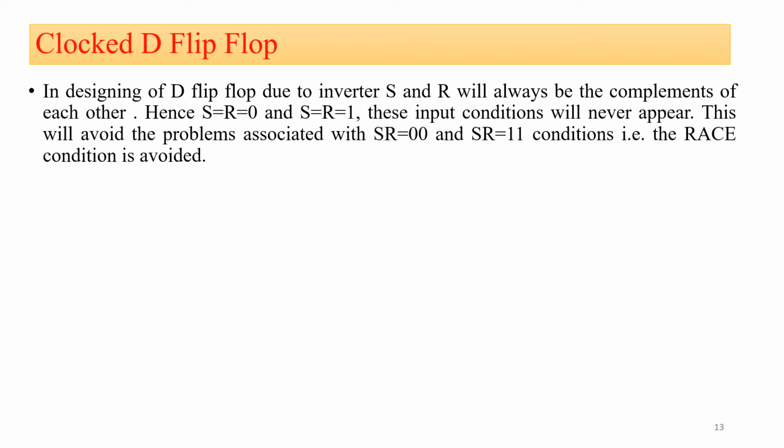That's why, that indicates when our S and R are inverted with each other or complements of each other, then we will get the output, that is set and reset. That's why when we use the inverter, the input conditions S equals to 0, R equals to 0 and S equals to 1, R equals to 1 will never appear, and this will avoid the problems associated with the SR flip-flop, means the invalid condition or the no change condition will be avoided. Now that is our objective, to design our D flip-flop by using your SR flip-flop.